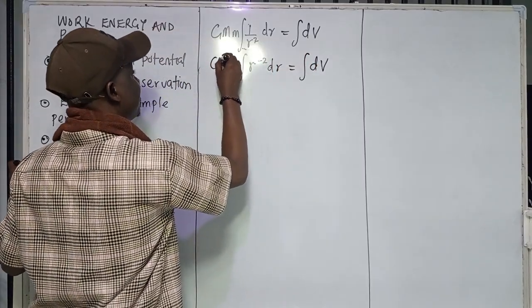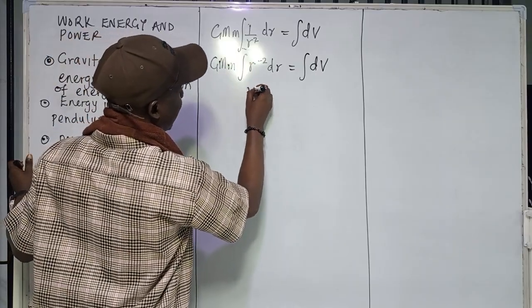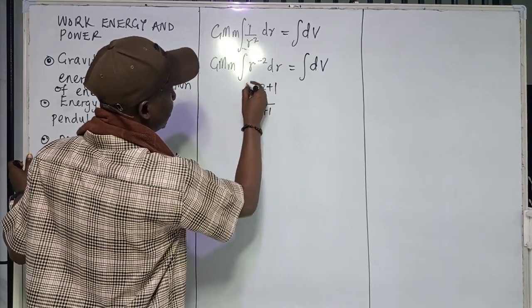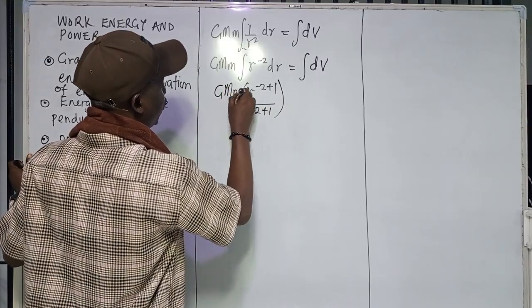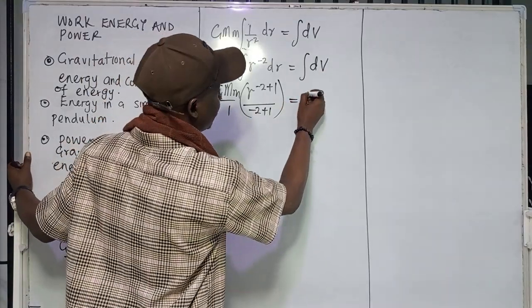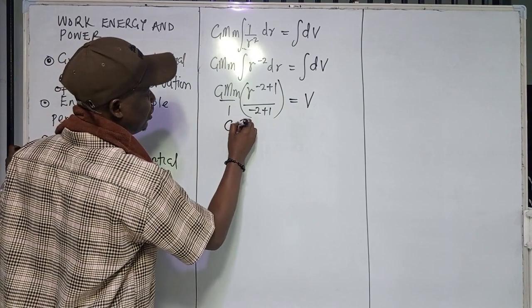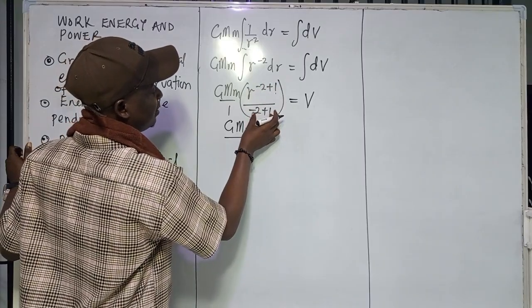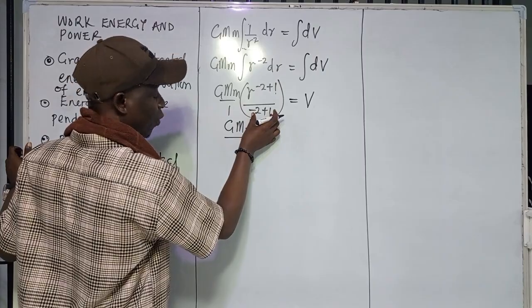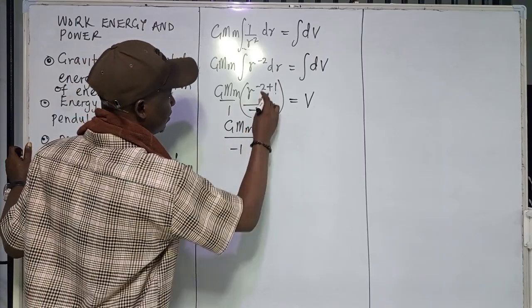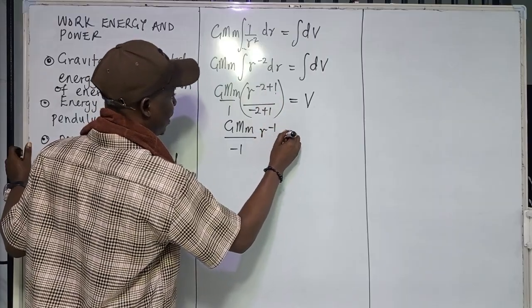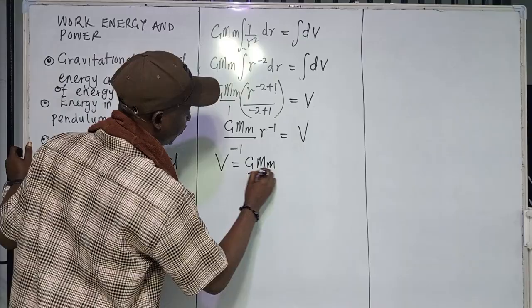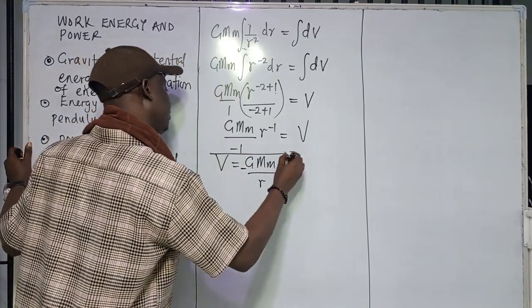Gmm is still constant at the back. What we want to have is r to the power minus 2 plus 1. You know how to integrate: add 1 to the power. So we have Gmm over minus 1 times r raised to the power minus 1 equal to V. You bring it down, and V is equal to minus Gmm over r.